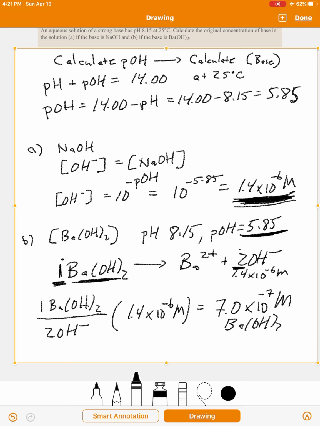So in other words, the amount of barium hydroxide you need to dissolve to give us a pH of 8.15 is half as much as sodium hydroxide, because you get twice the amount of hydroxide from barium hydroxide as you do from sodium hydroxide, right? Like this only gives you 1 hydroxide. This one gives you 2 hydroxides. So you only have to put half as much of this in to give you the same pH.